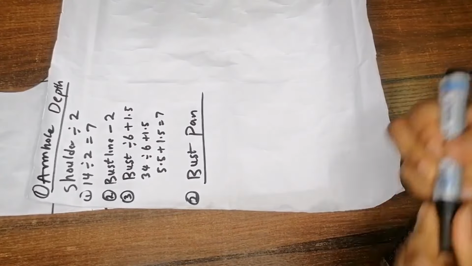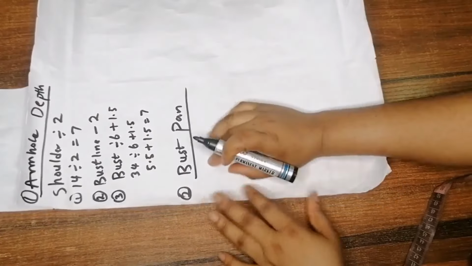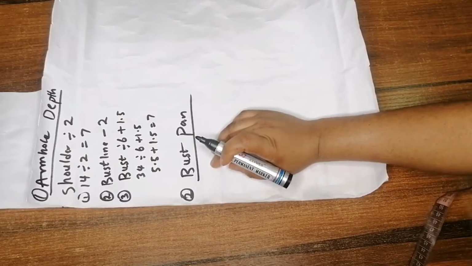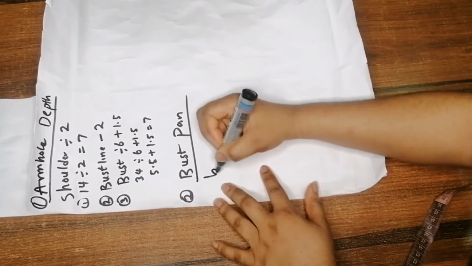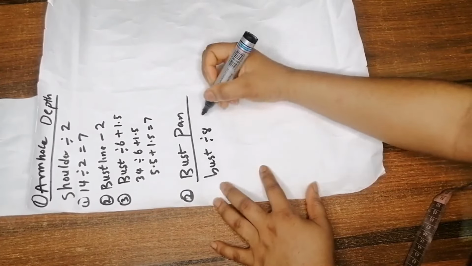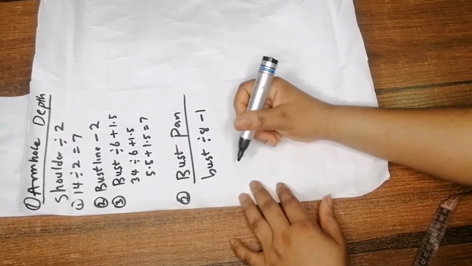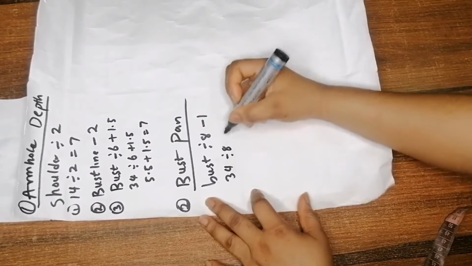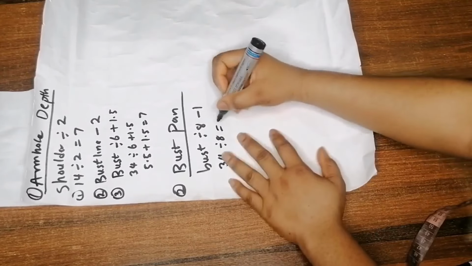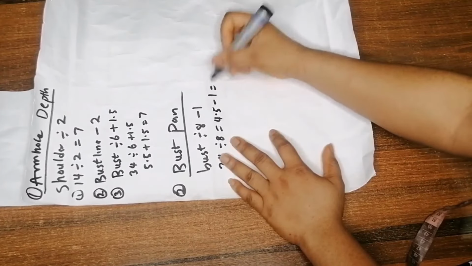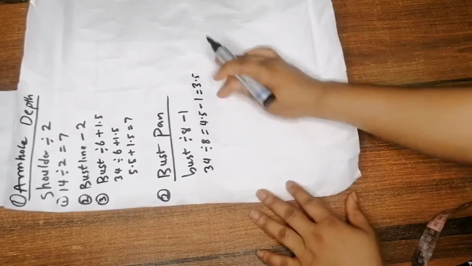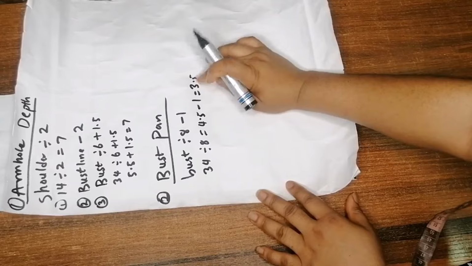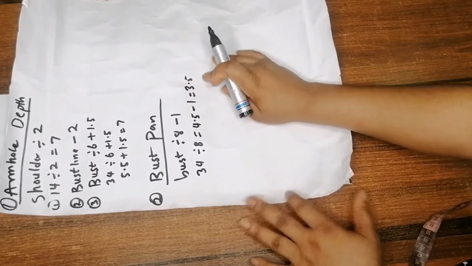If you are unable to take the bust span on your client, all you need to do is divide your bust by 8 minus 1. So if my bust is 34, I divide 34 by 8. Okay, so I'm going to have 4.5 minus 1 inch. I'll have 3.5. So half of my nipple to nipple measurement span is going to be 3.5. So I hope you understand.